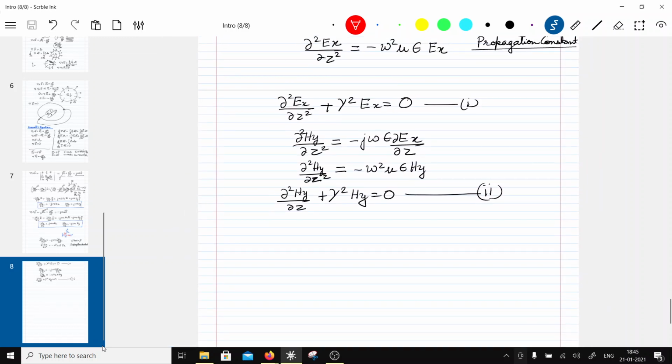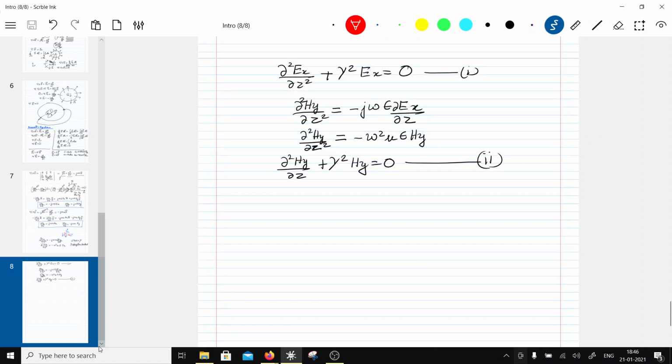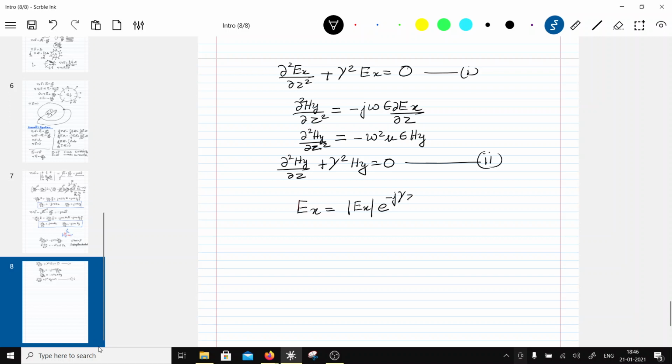Solution. Now if you look at equation 1, by inspection you can write the solution. Ex can be written as magnitude Ex e raised to minus jγz, and there is another component Ex e raised to jγz.